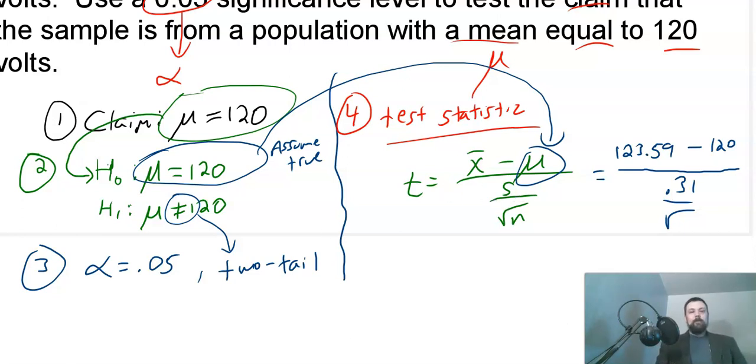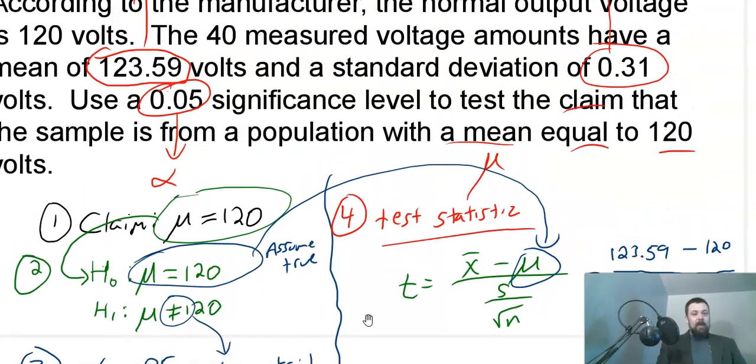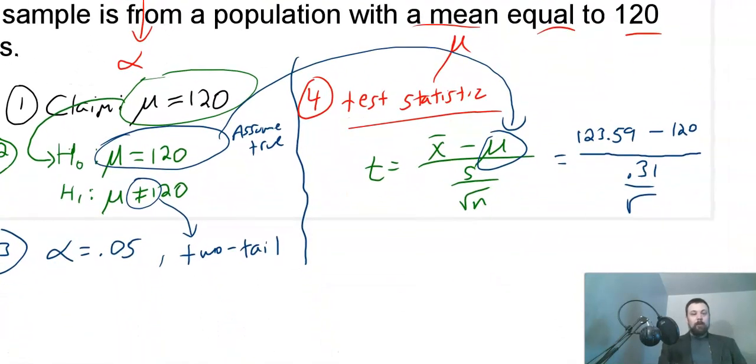All right. So the sample size is 40. I forgot to point that out. But the sample size is 40. That's given in the problem. And that's what we want to plug in here.